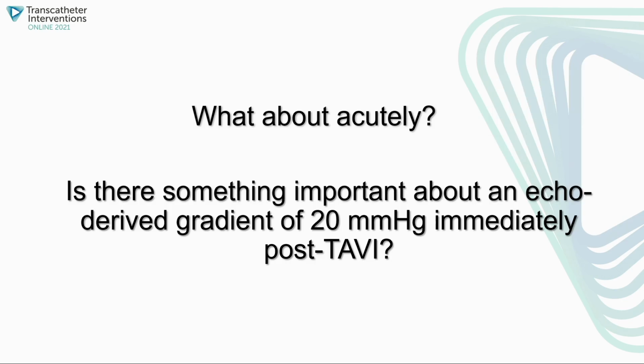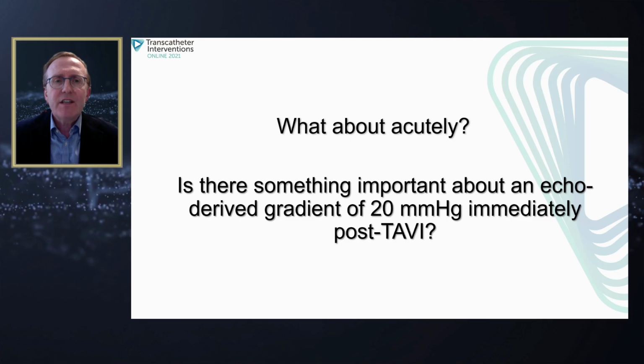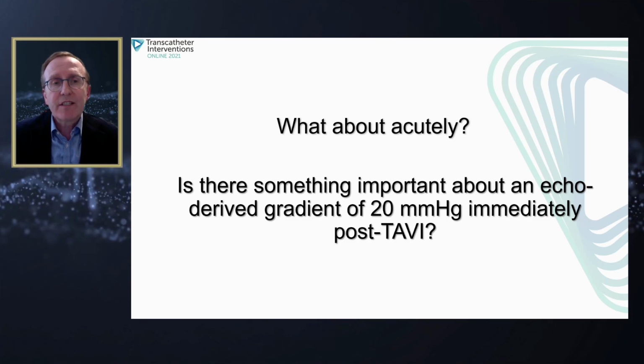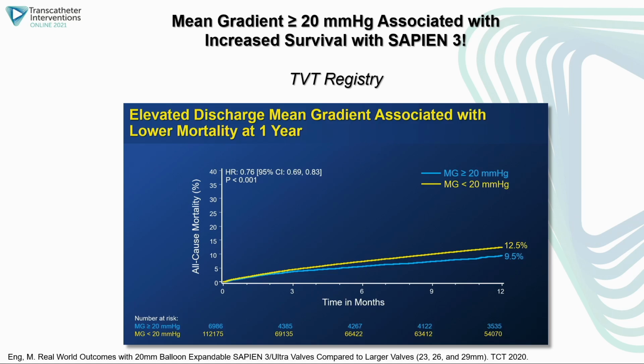And we'll look at the acute phase first of all. Should we as TAVI operators be disappointed if we get an immediate post-TAVI gradient of 20 millimeters of mercury? Well, the data suggests that we shouldn't, and in fact, even suggests the opposite. So this is data from the TVT registry looking at SAPIEN 3 TAVI procedures. And you can see that the survival out to 12 months in those patients who have a gradient of greater than 20 is actually better than those patients who have a gradient less than 20. So that would certainly not support this leading to adverse clinical outcomes.